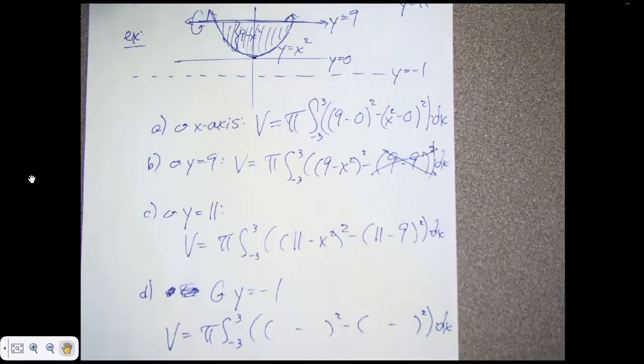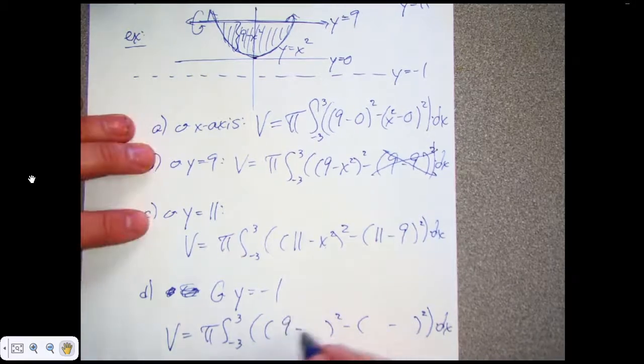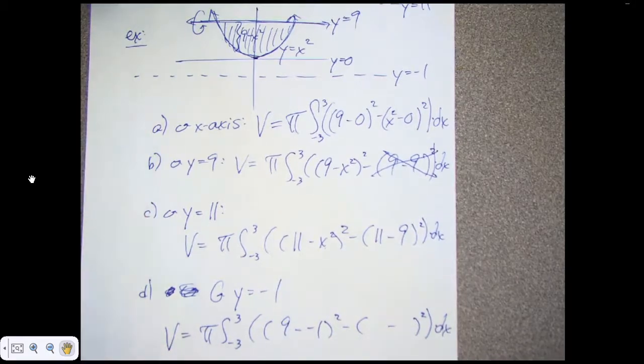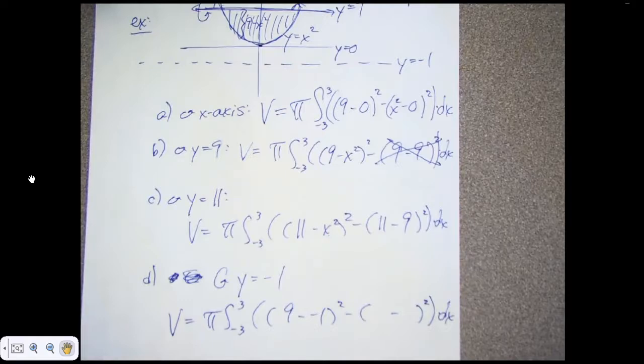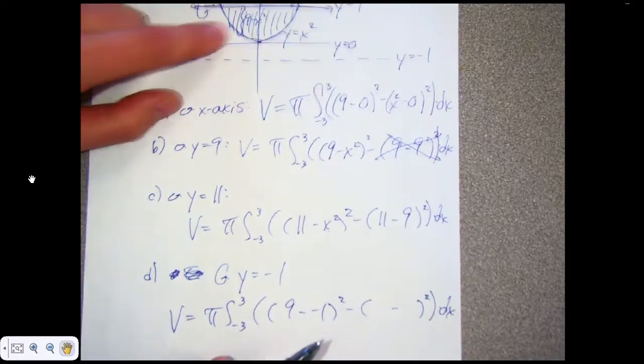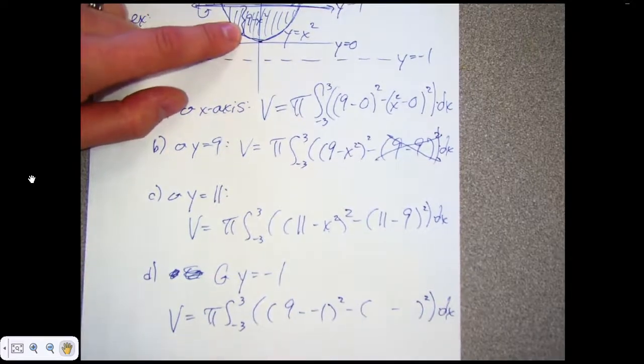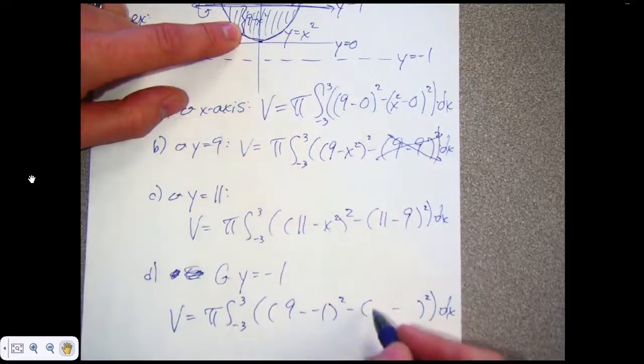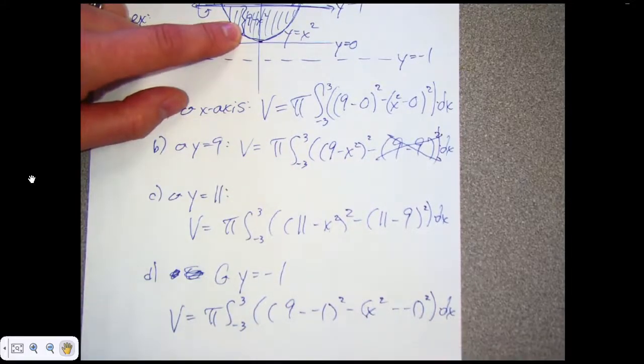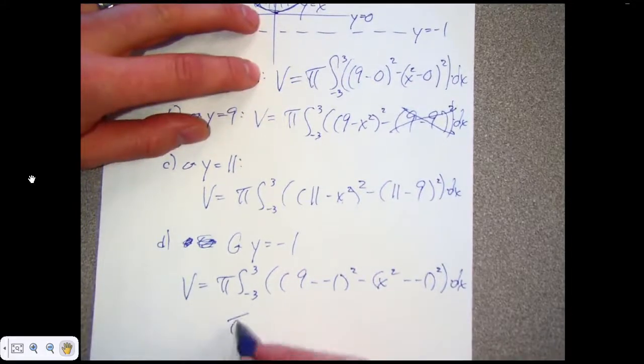Alright, which equation is farther away? 9. How far away is 9 from negative 1? It's 10 away, right? But if I'm sticking with my pattern, 9 minus negative 1. Which equation is closer? The x squared. How far away are x squared and negative 1? Top minus bottom, x squared minus negative 1. And if it's multiple choice, they'll probably do this.